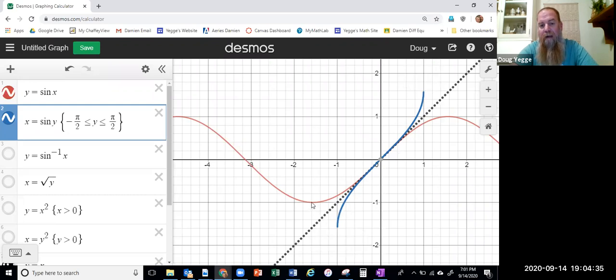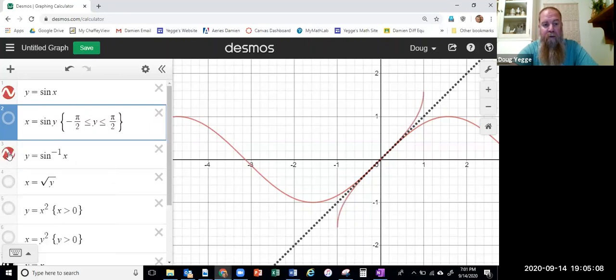And when the domain used to be from -π/2 all the way up to the maximum of π/2, now I see that the range is from -π/2, or -1.57, all the way up to π/2, which is 1.57. Which is why we don't really want to write it in terms of x equals sine y. What we would rather do is just say if y is equal to sine x, its inverse function is y equals sine inverse of x.